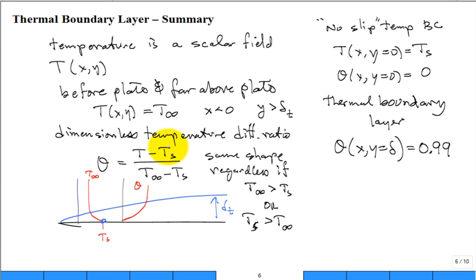So we introduce a dimensionless temperature difference ratio, theta, and that temperature difference ratio is the same regardless of the hot or cold. And so this always is 1 far away. Theta is 1 in the free stream. And it goes to 0 at the boundary. The no-slip temperature boundary condition, you say, hold it, no-slip temperature boundary condition? It's just basically that the temperature of the fluid adjacent to the solid is the same temperature as the solid surface. Meaning that the dimensionless temperature difference ratio is 0 at the surface. And the definition of the boundary layer, 99%.